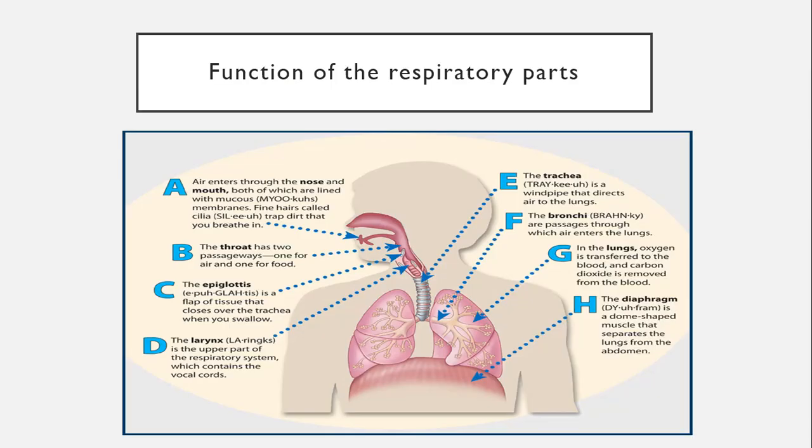Okay, here is the main function of each part of the respiratory tract, starting with the trachea. As we said, it is the main windpipe that directs air into the lungs. Air enters from the nose, then to the mouth. And in the nose we have hairs. We have small hairs that we can see with our eyes, and we have tiny hairs. Don't mix between them. The small hairs prevent the dust from getting in.